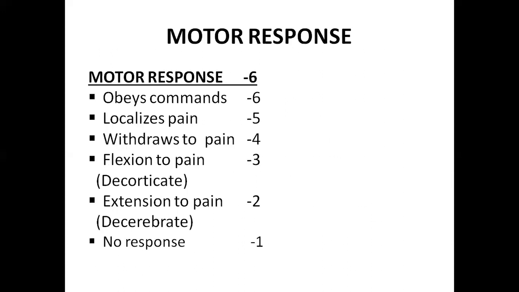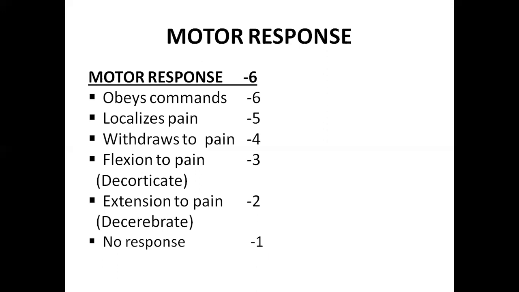The next domain of the Glasgow Coma Scale is motor response. The maximum score of the motor response is 6. If they obey commands, it is noted as 6. If they localize the pain, it is noted as 5. If they immediately withdraw to pain, it is noted as 4. If they flex to pain, it is noted as 3. That is, the posture is decorticate posture, abnormal flexion response. If they extend to pain, it is noted as 2. This is known as the decerebrate posture, that is abnormal extension response. Last but not least, no response is noted as 1.